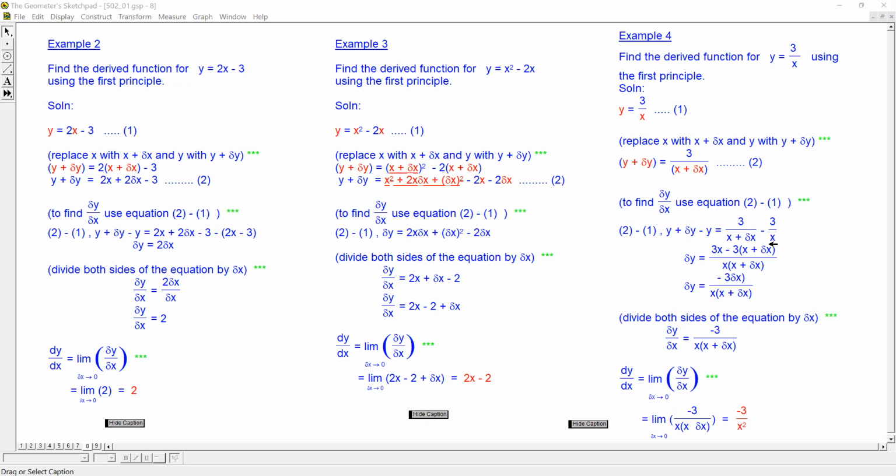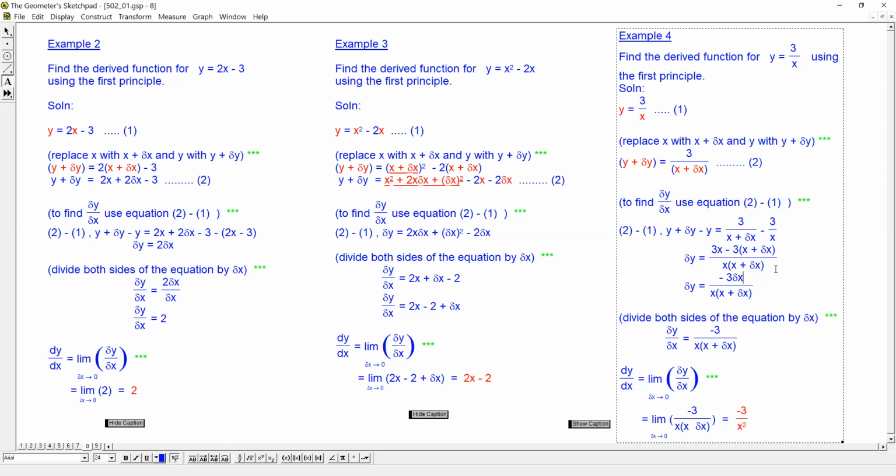So here we cross multiply. 3 multiplied by x, minus 3 multiplied by x plus delta x. Then the bottom there, you don't expand. You just leave it in the bracket form. Then the top, you have to expand. When you expand, the 3x and the 3x will cancel off. Negative 3 multiplied with delta x is negative 3 delta x.